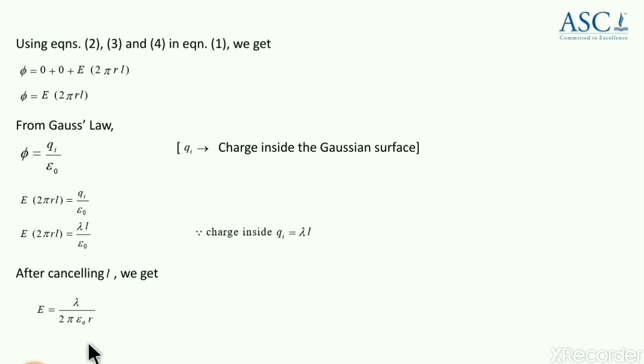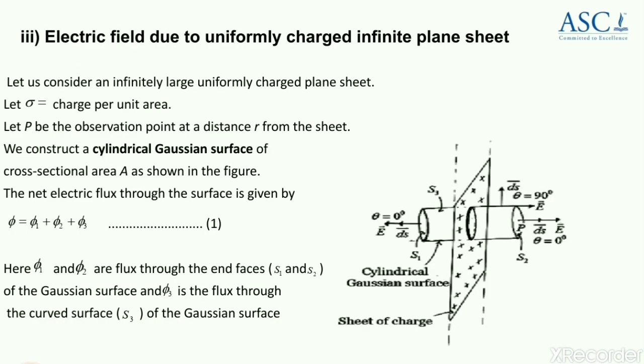Next, let us go to the third application, that will be the uniformly charged plane sheet. Now this is the third application of Gauss law, that is to find electric field due to a uniformly charged infinite plane sheet. Here you can observe, this is an infinite plane sheet on which charges are spread uniformly, and due to the presence of charges on the plane sheet, you can expect an electric field around it.